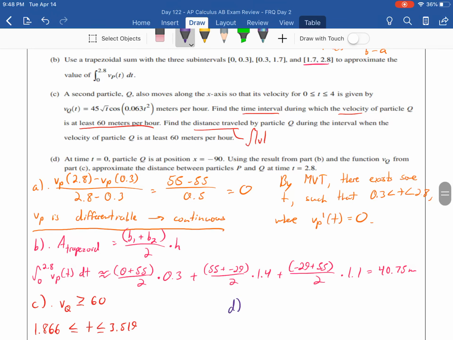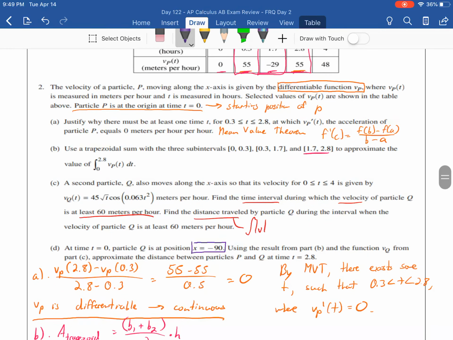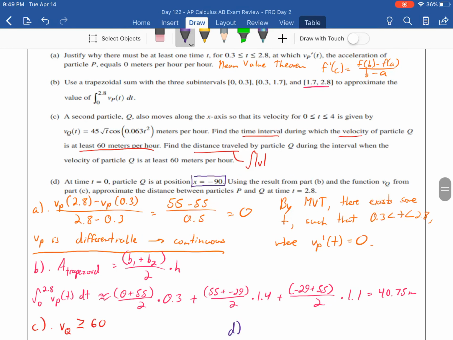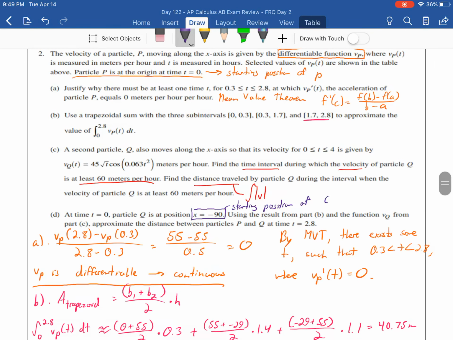So at time t equals 0, the particle Q is at position x equals negative 90. So that is the starting position of Q. Remember we made note earlier in the problem what the starting position of P is. This is the starting position of Q, and this is where we're actually going to be using that information in the problem.